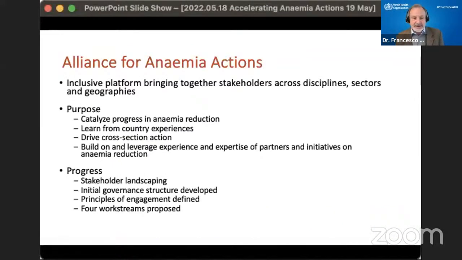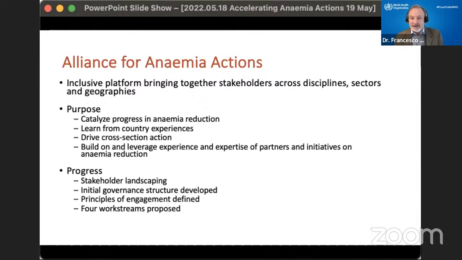So the Alliance, in support of the implementation of the Global Action Plan, WHO and UNICEF, with the partners you see around this virtual table today, are committed to establish a cross-sector alliance for anemia action. And the idea of the alliance is really to be an inclusive platform to bring together all relevant stakeholders across disciplines, sectors, geographies, with wide country representation. So the idea is to catalyze progress in anemia reduction by learning from country experiences, driving cross-sector action.